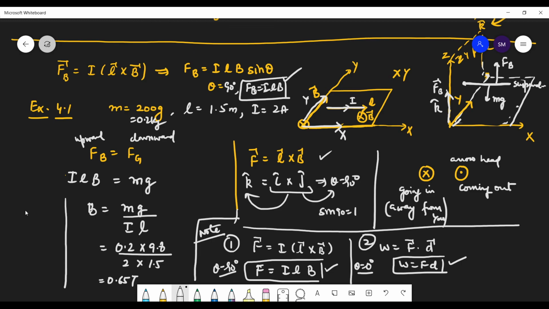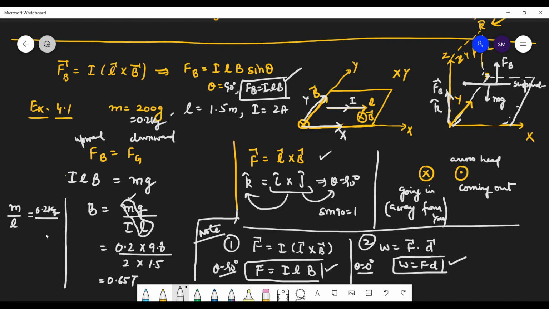Now, if you talk about mass per unit length of the wire, we can calculate that mass is 0.2 kilogram upon L. So mass upon L plays a big role. The more the mass per unit length, the more the density, the more will be your magnetic field.